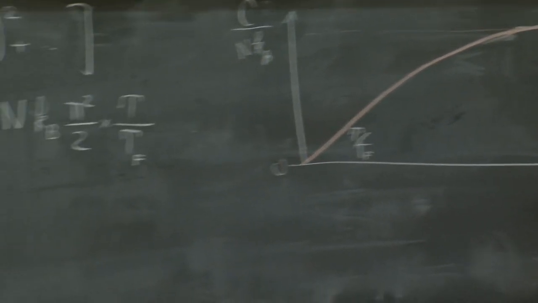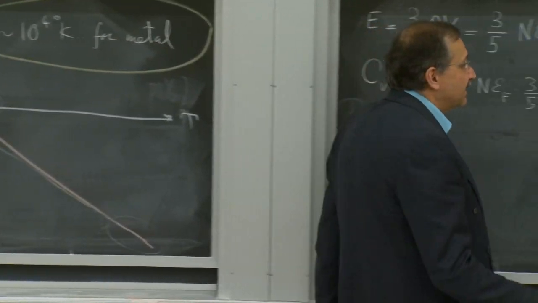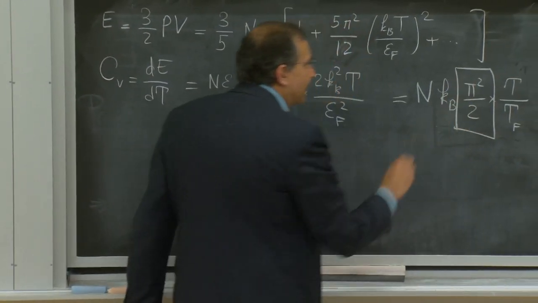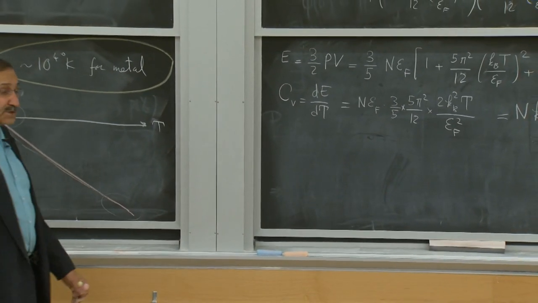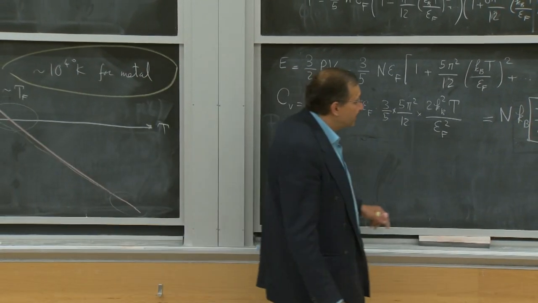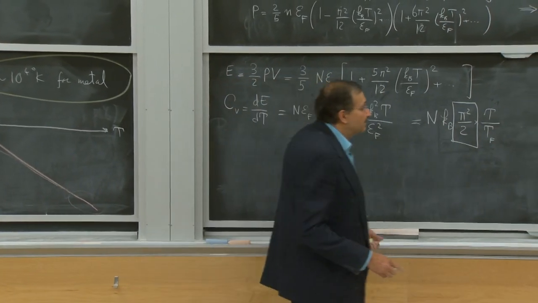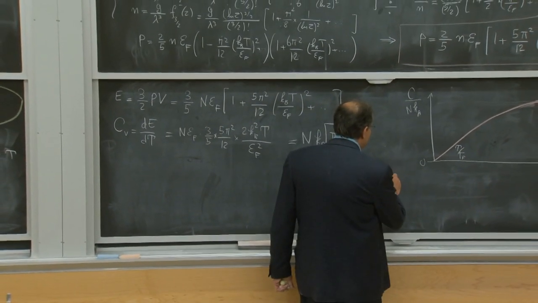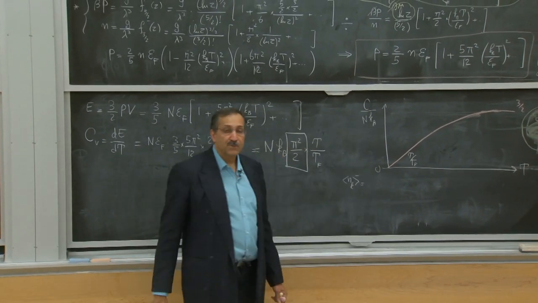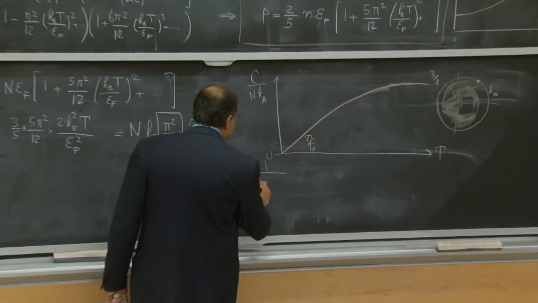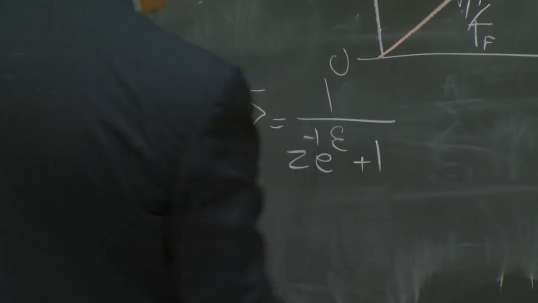Now, the reason for this linear behavior is also good to understand. This calculation that I did is necessary in order to establish what this precise factor of pi squared over 2, or appropriate coefficient, is. But the physical reason for the linearity, you should be able to know. Basically, we saw that the occupation numbers for the case of fermions have this form, that is 1 over z inverse e to the epsilon plus 1.